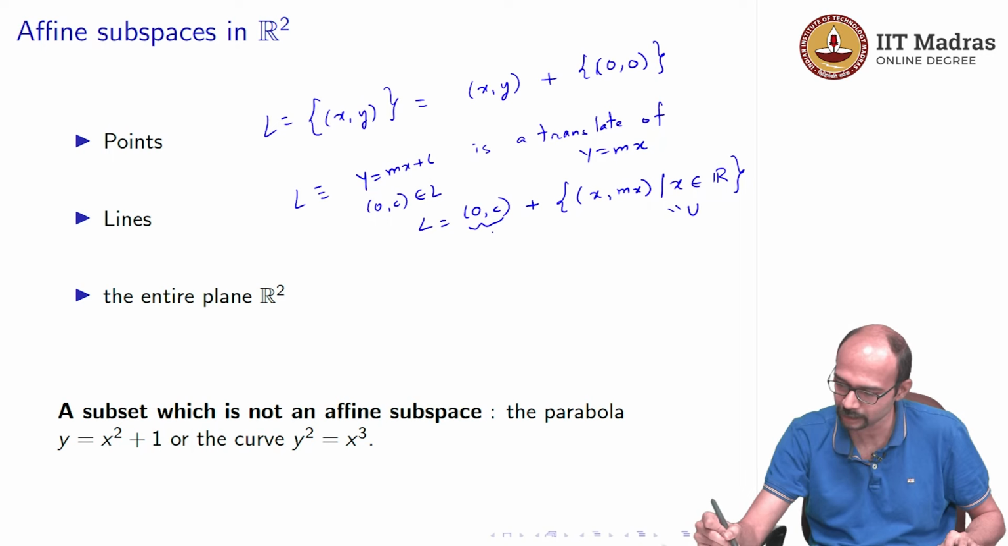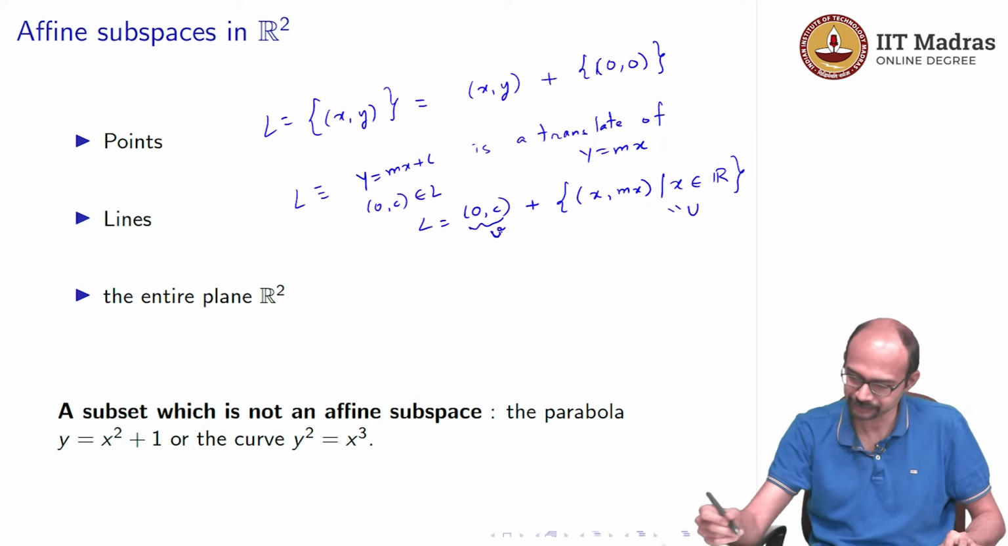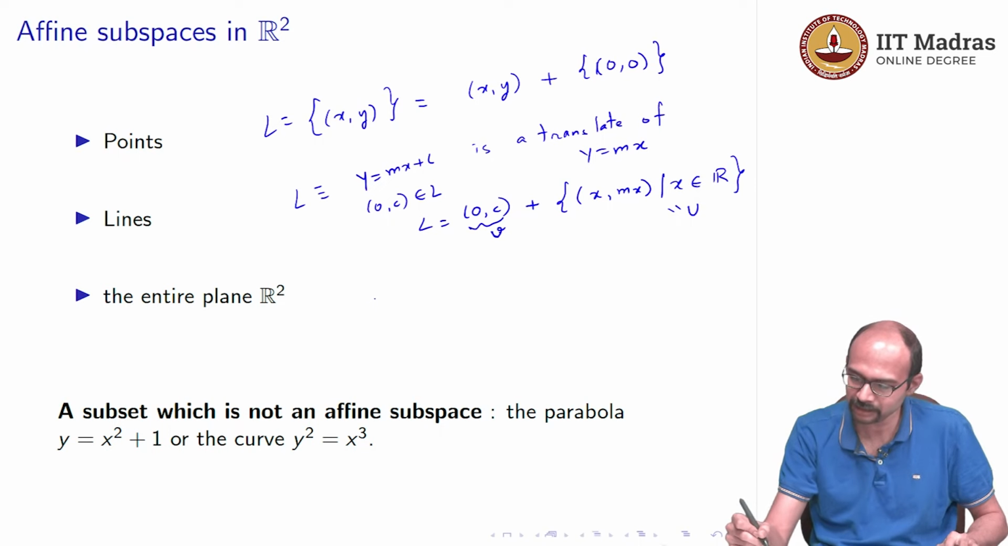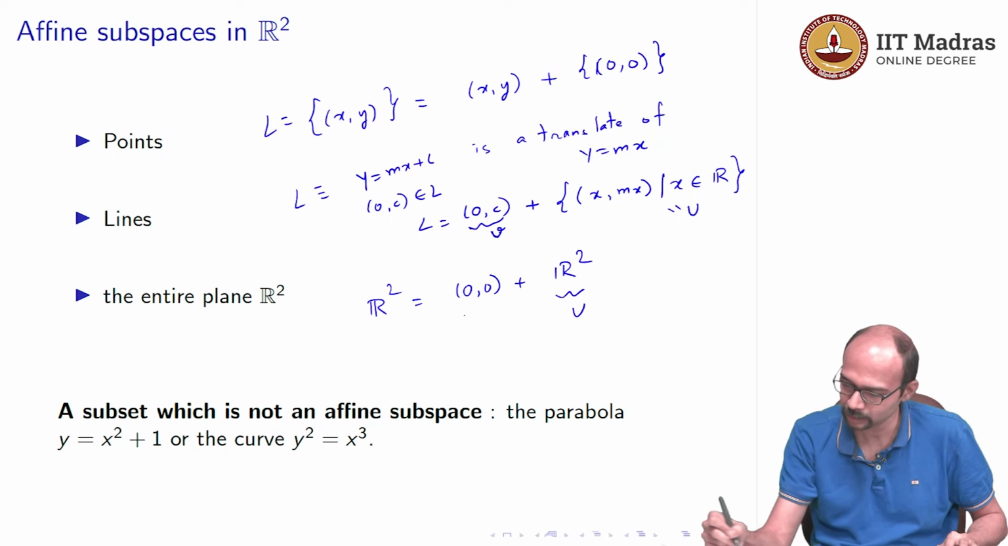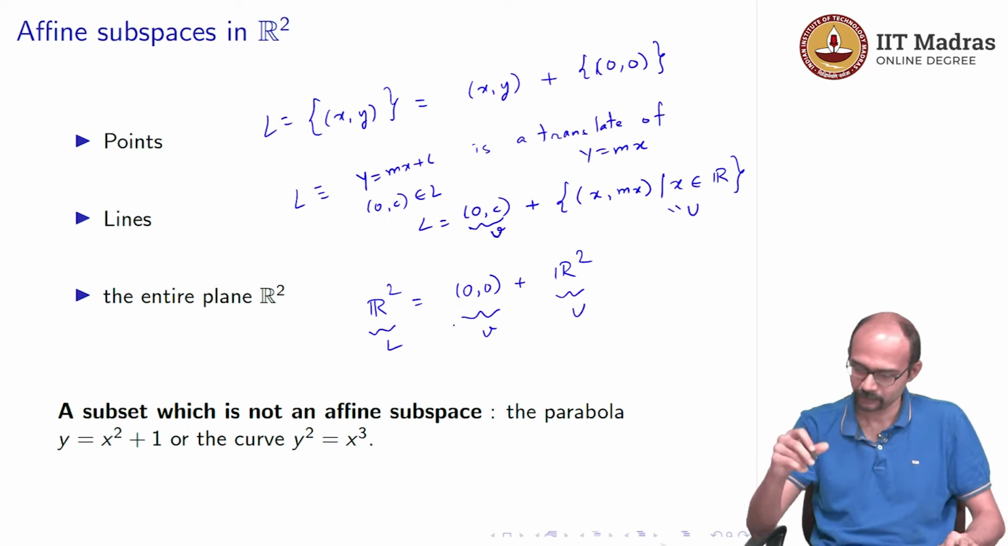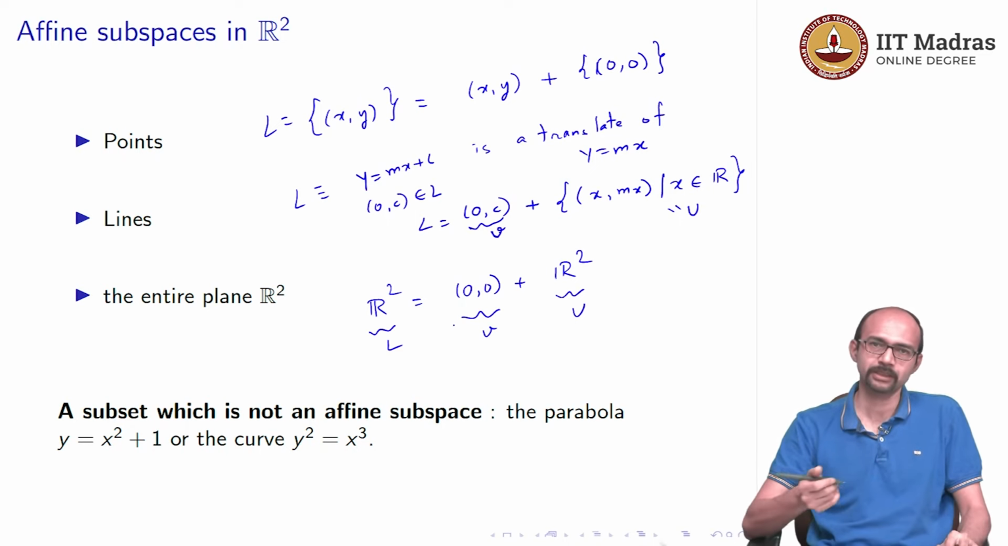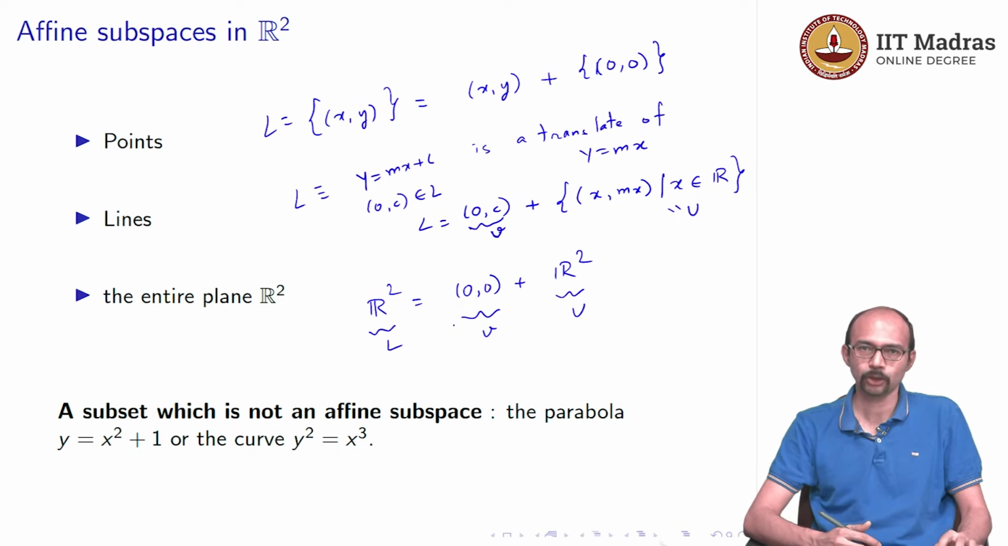So, here this is your vector little v, and the entire plane, as I said, you can just write as R2 is 0 0 plus R2. This is your U, this is your little v, and this is your L. Okay, so we have expressed each of these in the form that we need in order for the definition to work.